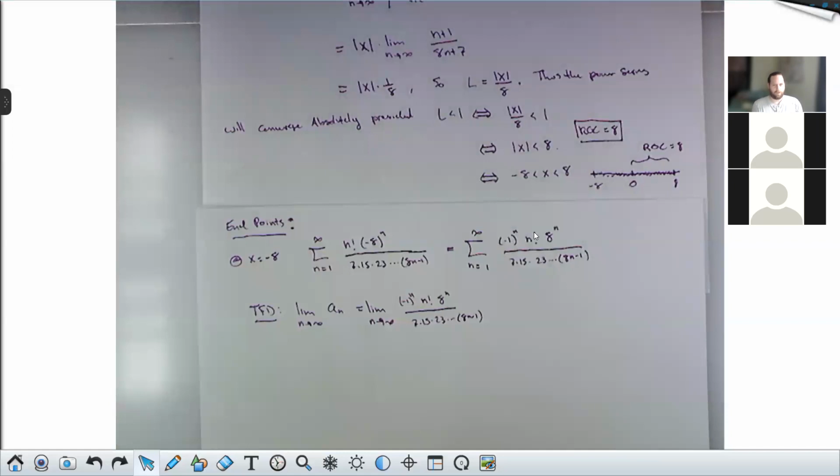So this limit will either be 0 or DNE, right? Because of the (-1)^n here. If this stuff doesn't go to 0, then the whole thing would bounce back and forth between whatever non-zero value it goes to. So what we need to ask ourselves is, does n factorial times 8^n divided by 7 times 15 times 23 out to 8n minus 1, does that go to 0 or not?